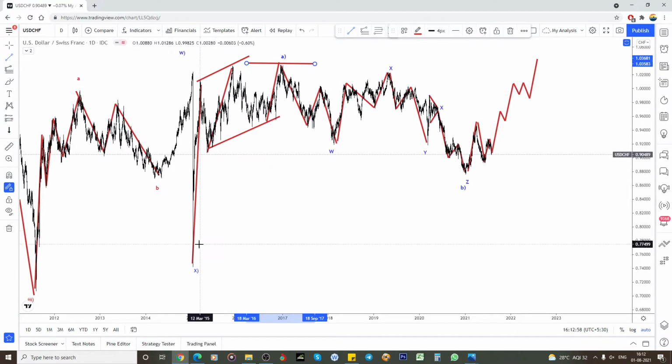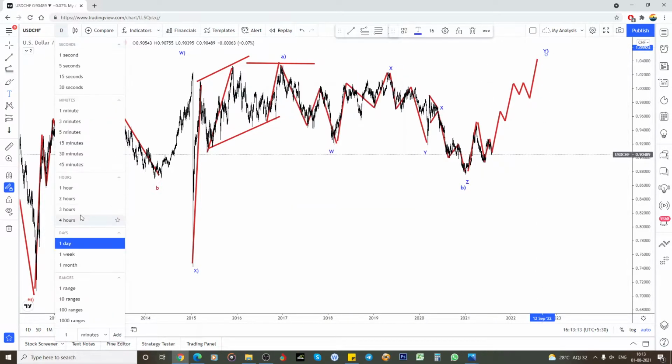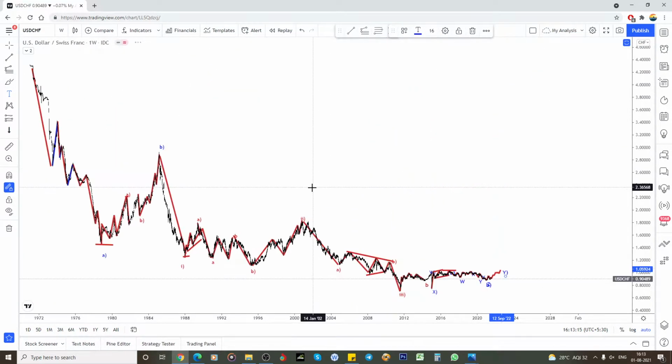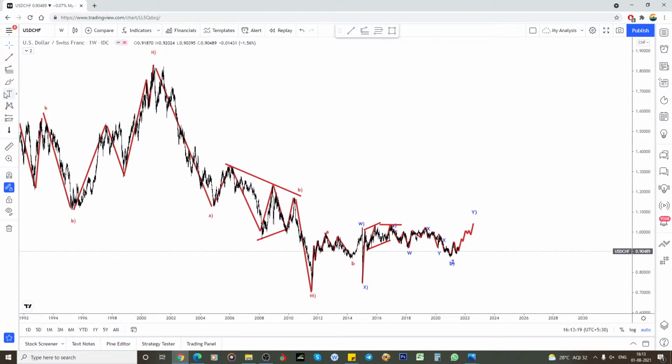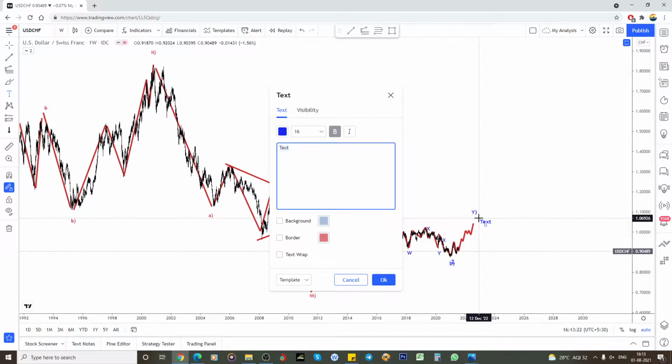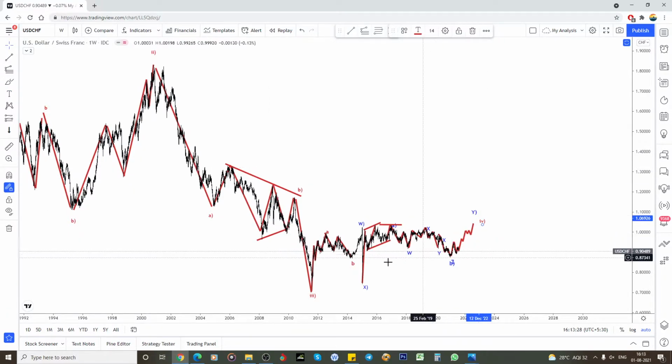So this means this is the A, this is the B and C. So this is the W, this is the X, A, B, C, and this is the end of the Y wave. So that means here is the end of this fourth red color. So I think you understand now.